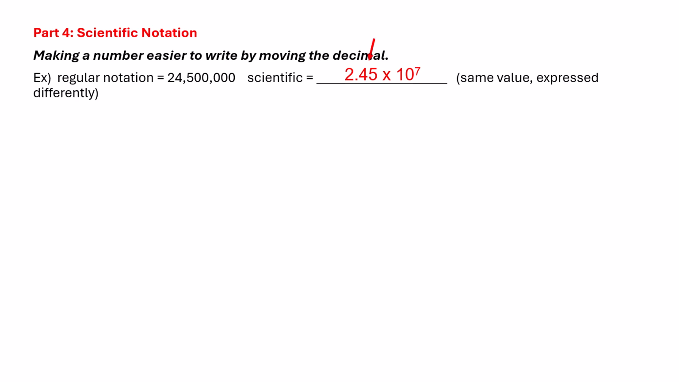Now, what have we done here? We've created what's called a coefficient, which is a number that has to fall between 1 and 10, and then an exponent, which is essentially how many times I would have to move the decimal in that 24,500,000 number until we had our coefficient between 1 and 10. So that 10 to the 7th just basically represents 10 multiplied by itself 7 times.